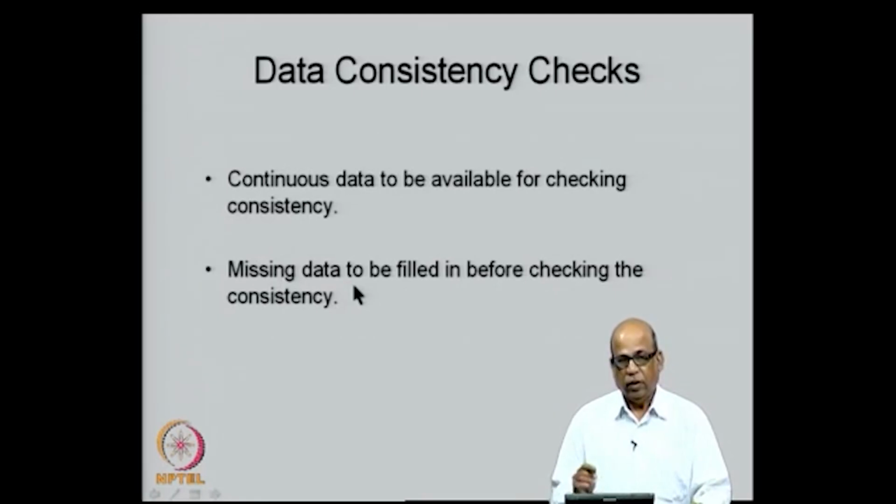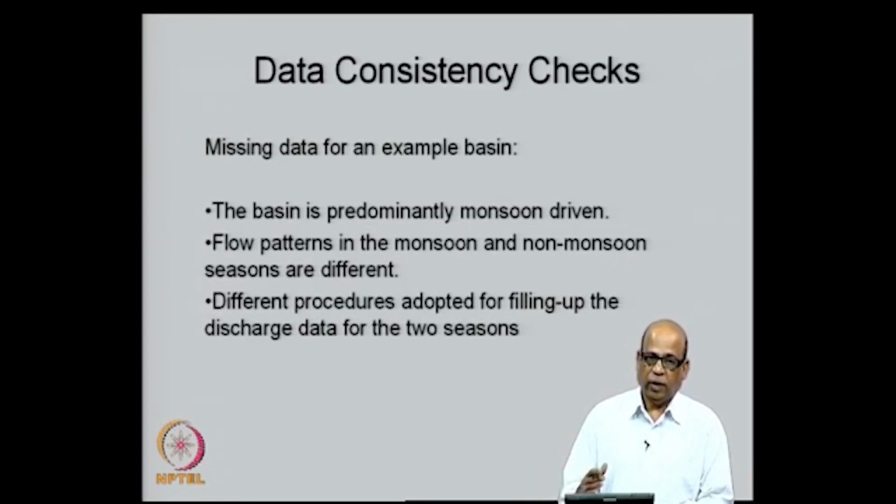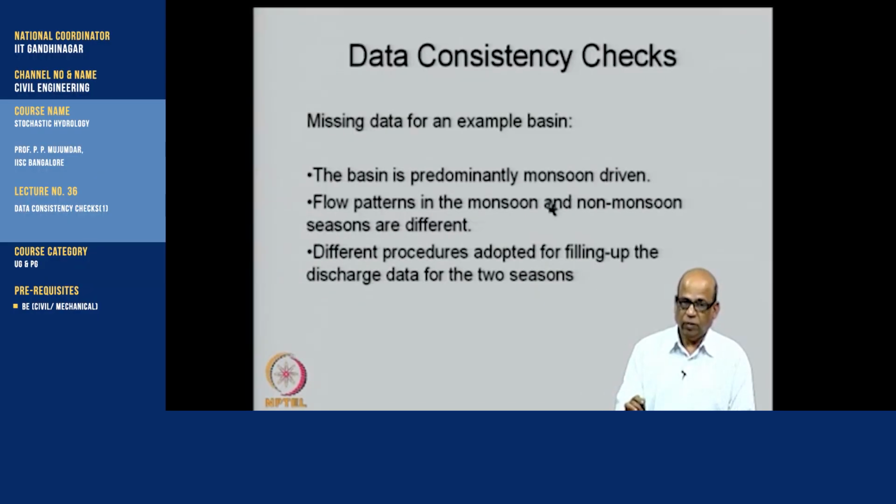So, the missing data should be filled in even before we attempt the data consistency. We take an example basin. As I said, the filling up procedures will be mostly judgmental, mostly based on judgment, and therefore, you look at the time series for that particular basin and then see what type of data is available, and within that data how much is missing, at what time locations it is missing, and what are the ways by which we can fill in the data.